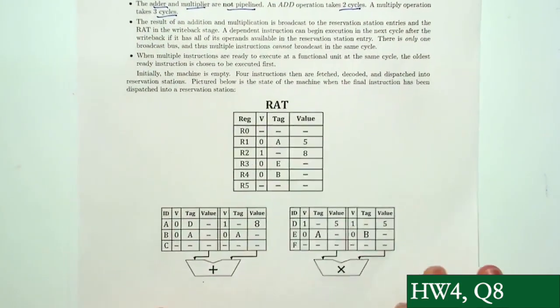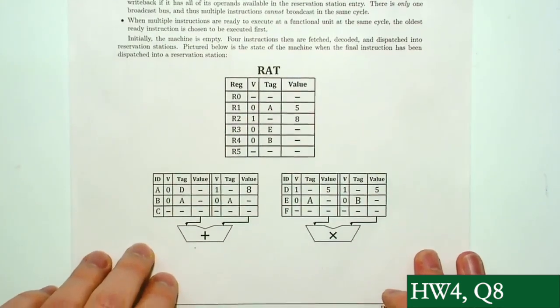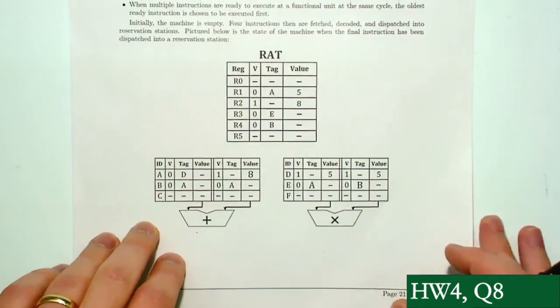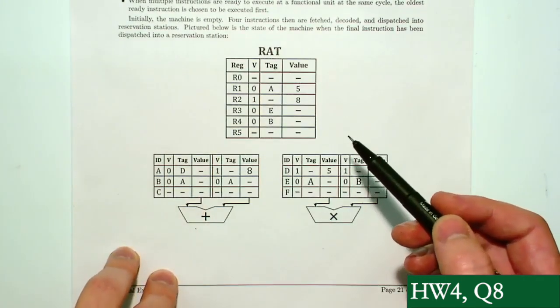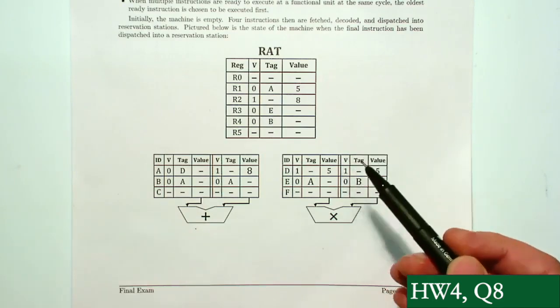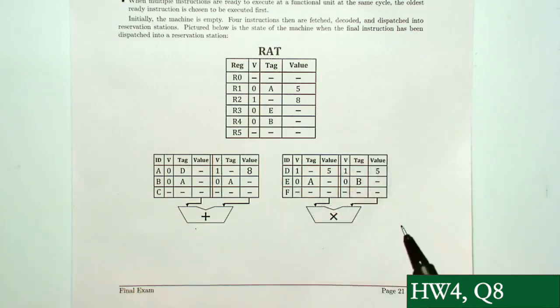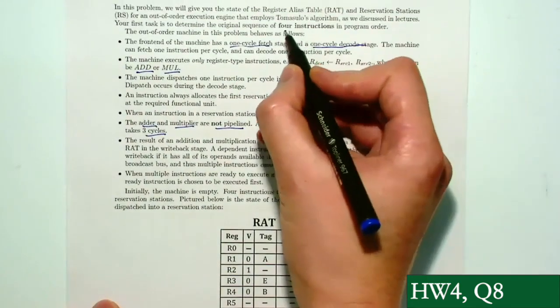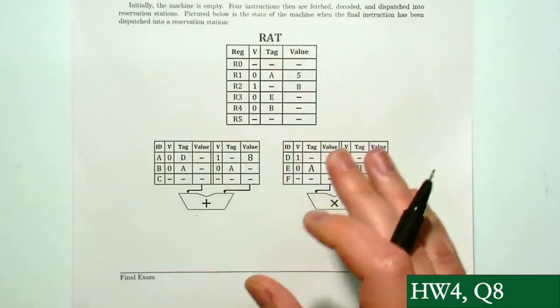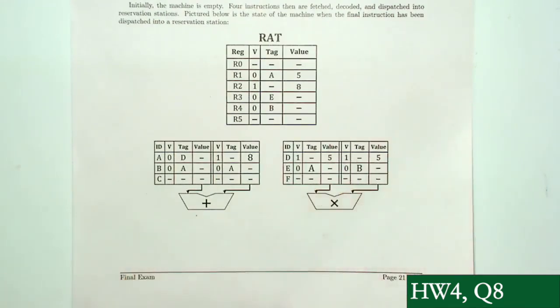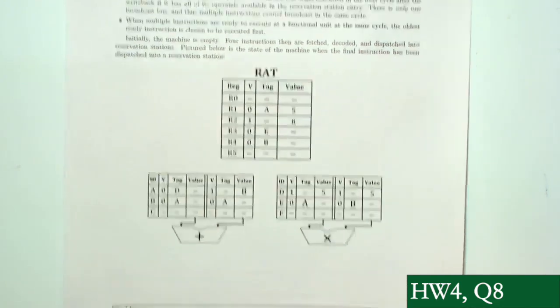So let me move to the questions. But before that, these are the state of the register alias table, RAT, and reservation stations at the point where all the instructions are fetched. And this program has 4 instructions, which is also highlighted here. This is the state of those structures after dispatching all of those 4 instructions. And dispatch happens during the decode stage. It's also written here in the question.